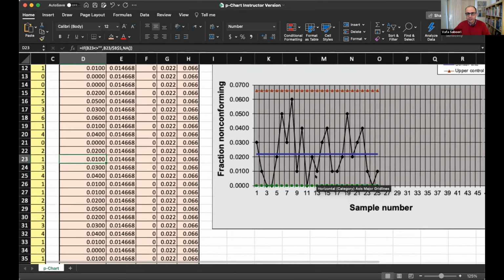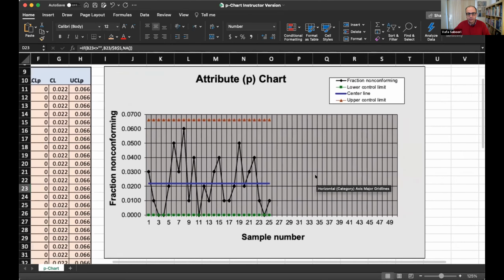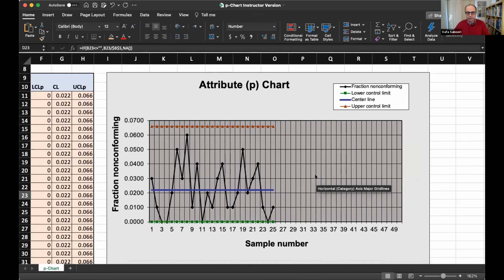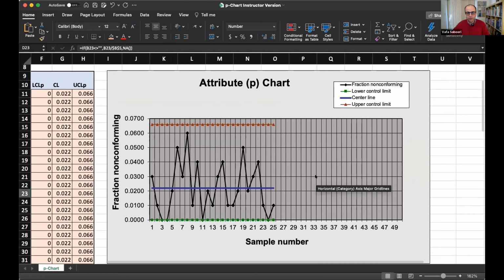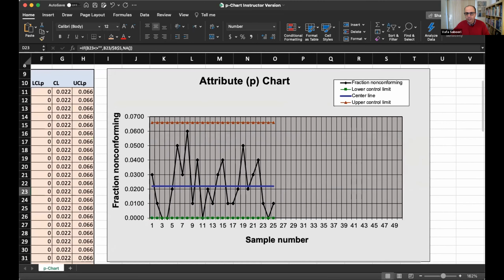Again, let's take a look at this P chart and see if we can interpret it. Interpretation of the control charts is the most important part of our work. What do you think? Everything is good? Out of control, in control? Class is yours.